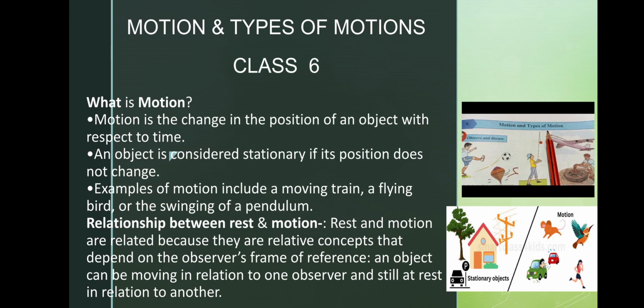Relationship between rest and motion. Rest and motion are related because they are relative concepts that depend on the observer's frame of reference. An object can be moving in relation to one observer and still at rest in relation to another. So you can see here pictures of the stationary objects, that is objects at rest, and the objects in motion, and what all is included in the chapter motion.